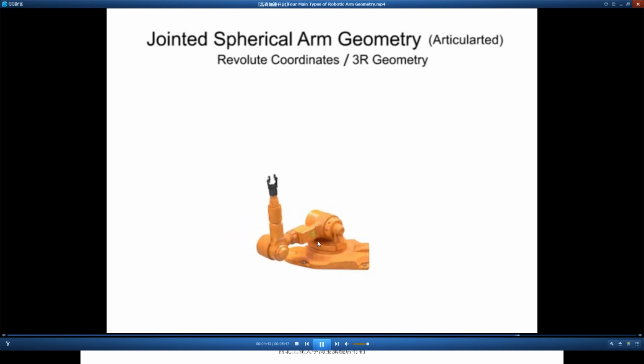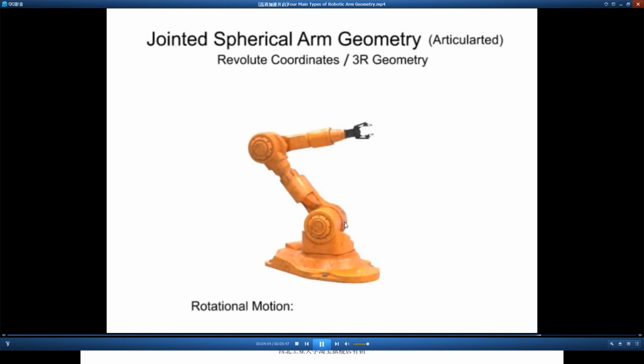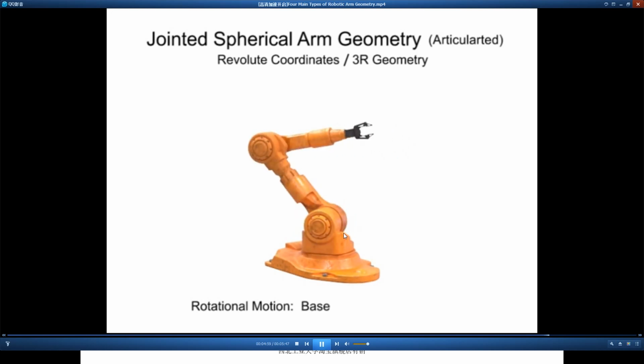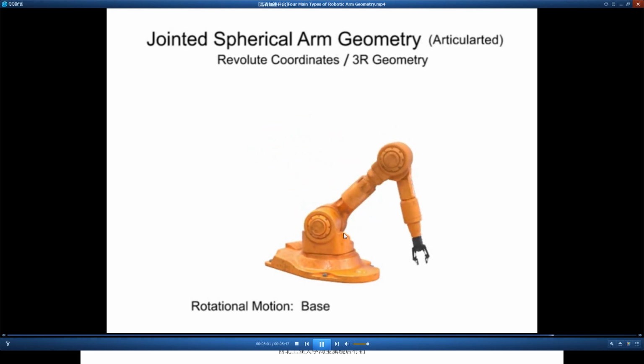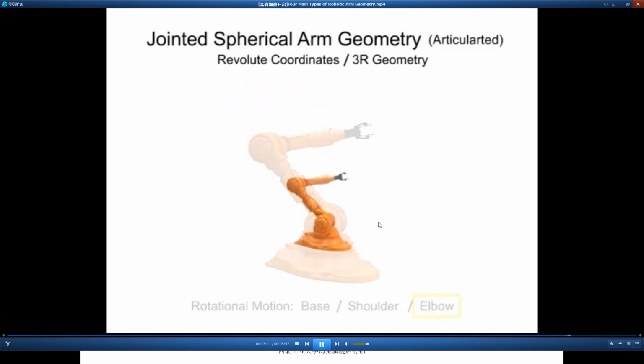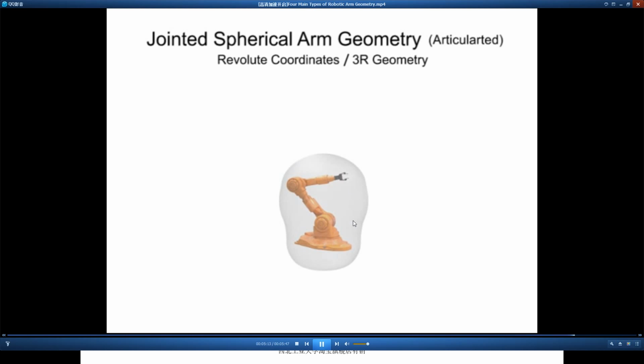Robotic arms with jointed spherical or articulated geometry rotate on at least 3 axes. Left and right movements are provided by rotation at the base. Horizontal movement is provided by rotation at the shoulder. And vertical movement is provided by rotation at the elbow. Except for very close to the body, the work envelope of a jointed spherical robotic arm is almost entirely spherical.